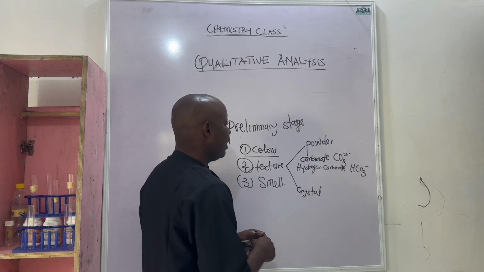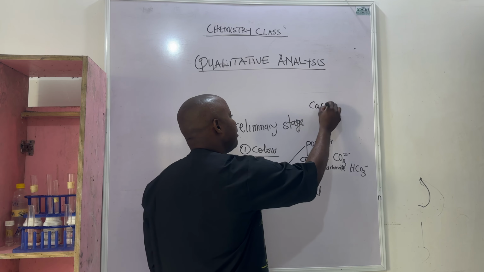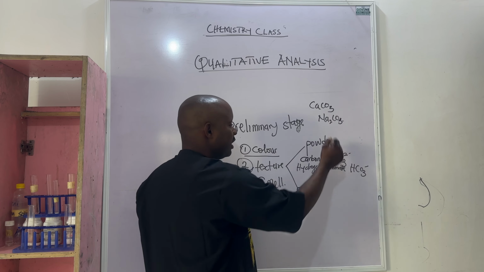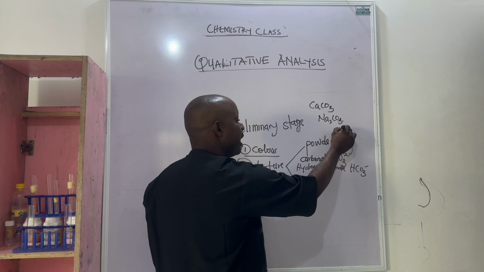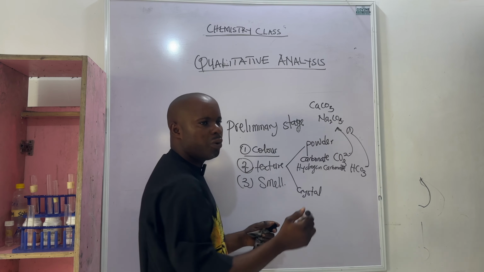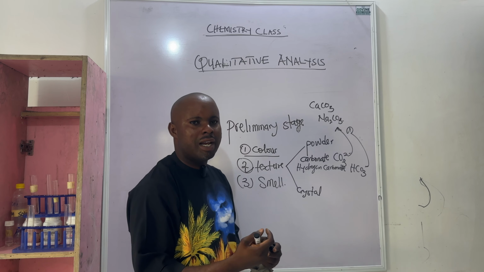Under the carbonate family, when you see calcium carbonate, sodium carbonate, and all the carbonate family, they can first be identified with our naked eye using the texture when they are in powder form.